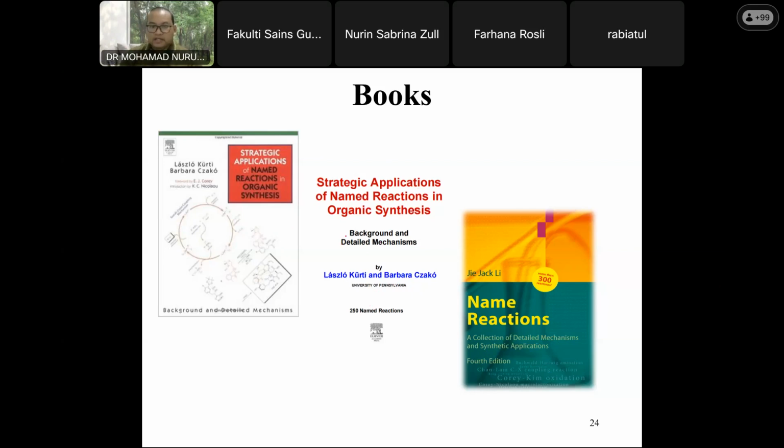And I have other books, this one is 250 name reactions. Another, the recent book that I have, this one is more than 300. And the book that I got this week is around 750 reactions in the world which involve organic synthesis.